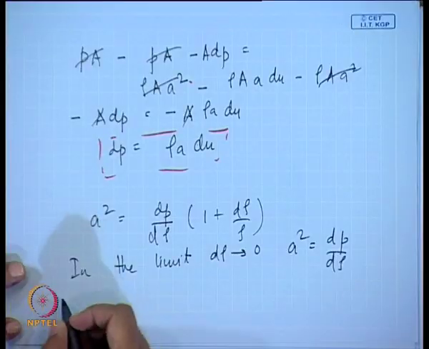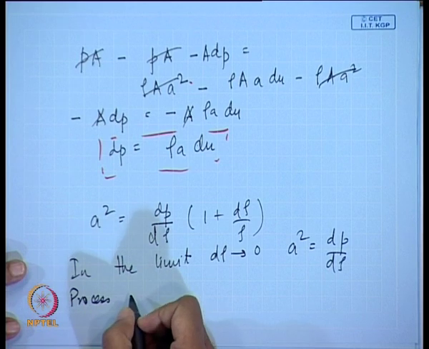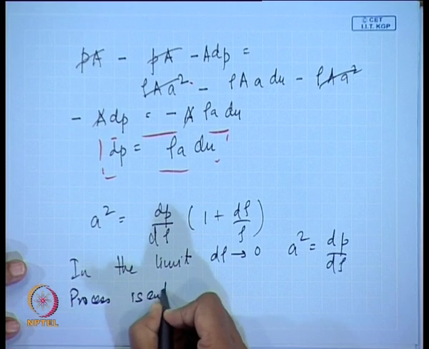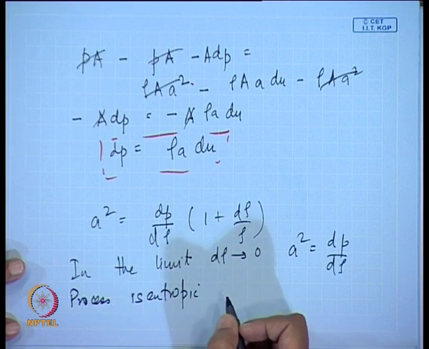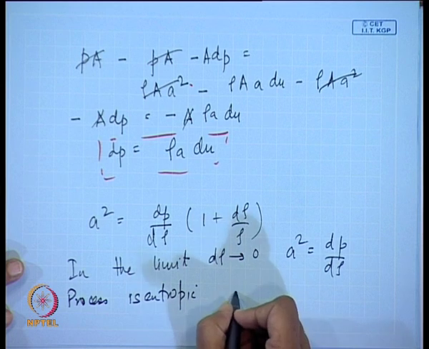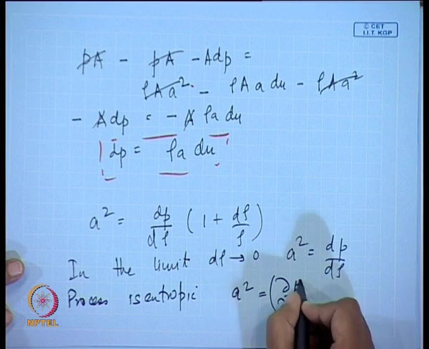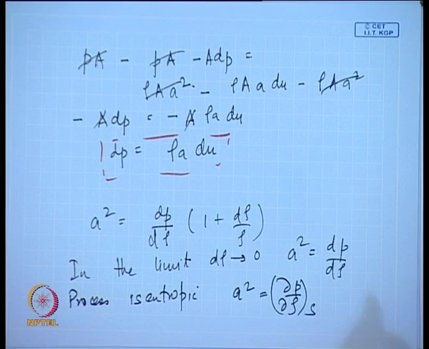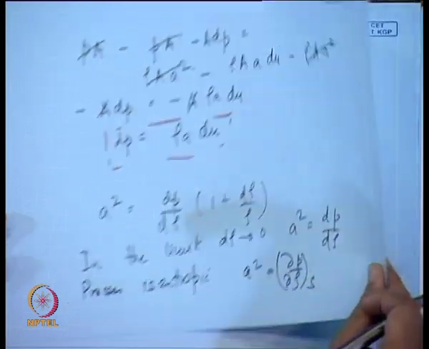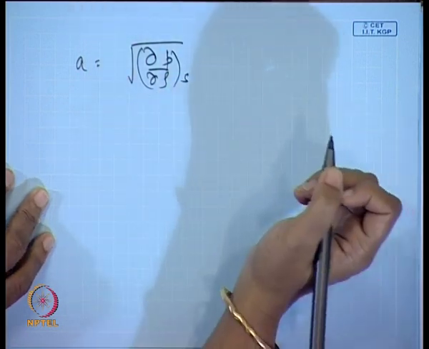So, remember that we have done this derivation under the condition of an adiabatic and reversible process, or in other words, this derivation was done for an isentropic process. So, putting this condition here, we can write down A square is nothing but equal to del P del rho under isentropic conditions, or in other words A equals root over of dP d rho at constant S, which you already know.